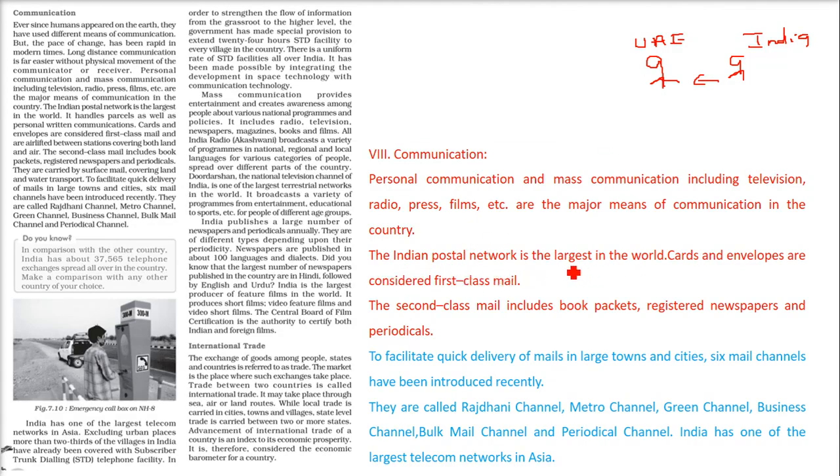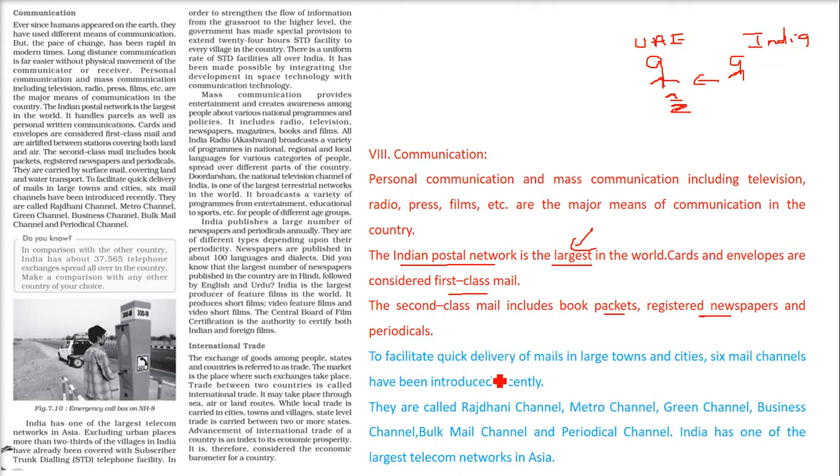The Indian Postal Network, please understand, is the largest in the world. There are two types of mail being categorized: first class mail and second class mail. First class cards and envelopes are considered first class mail, so they have to be handled quickly. The second class mail, like packets, registered newspapers and periodicals, are second class mail.